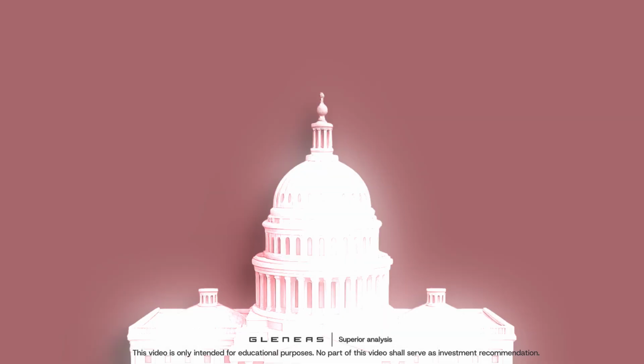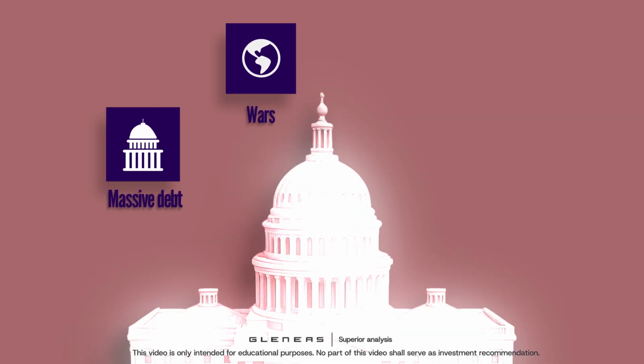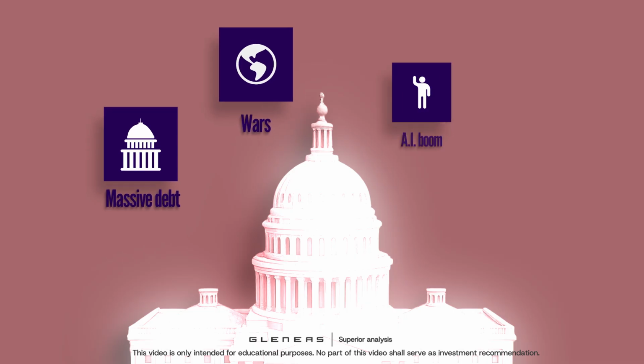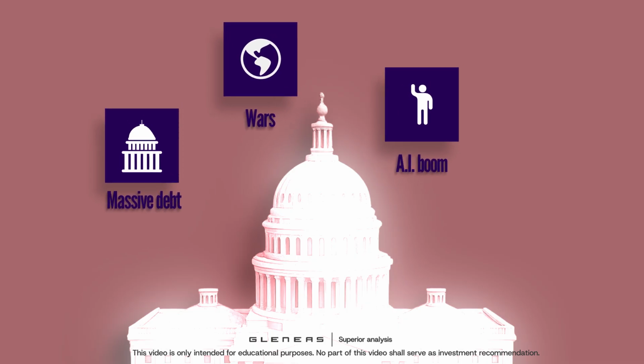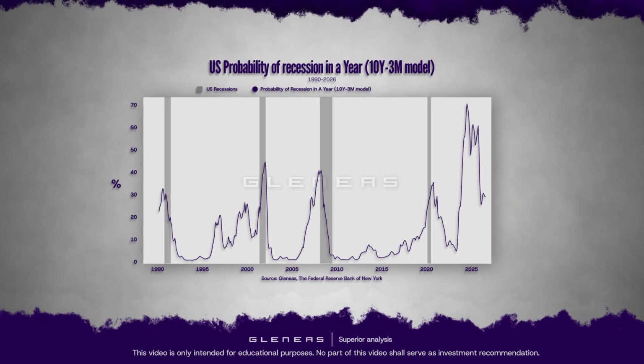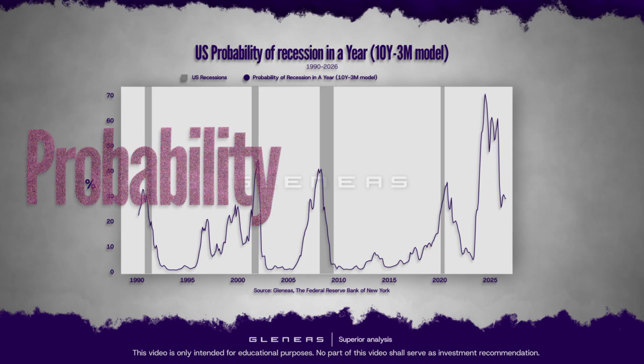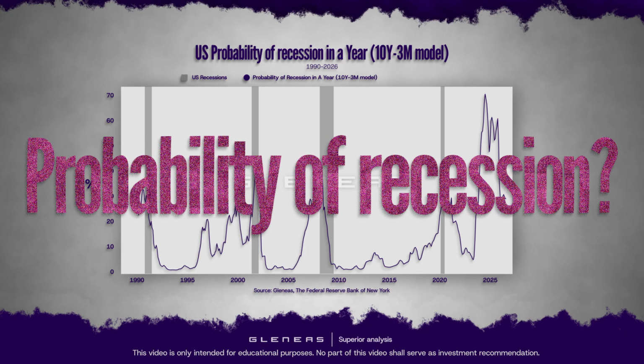The U.S. economy is under pressure. Massive government debt, war with Iran, and multiple new changes in the economy given the artificial intelligence boom, causing divergence between job openings and the stock market. That's why we're looking at this model from the New York Fed. This model uses the gap between the 10-year and 3-month Treasury yields to estimate the chance of a U.S. recession within the next year.